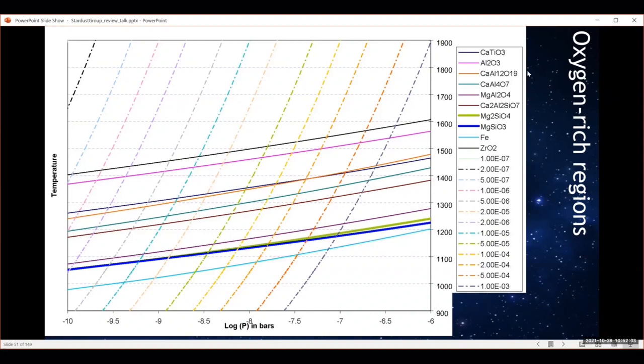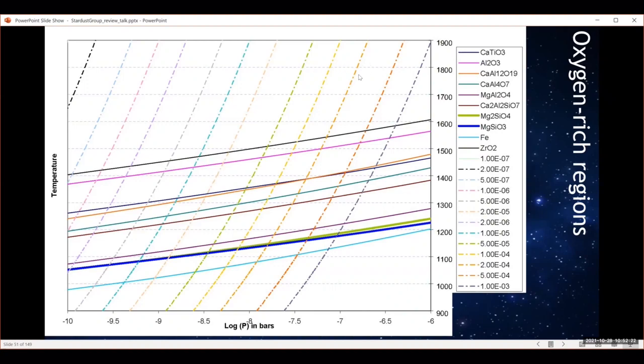Remember that this one we mentioned in a previous video is hibonite and is found in pre-solar grains. This one is spinel, also found in pre-solar grains. So these things are going to form as you drop down in temperature. Now let's look at these more vertical lines. These are actually what happens at different mass loss rates.